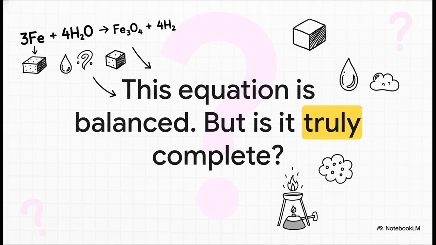It shows iron reacting with water. If we balance it, we get 3Fe + 4H2O gives Fe3O4 + 4H2. The number of atoms on both sides is equal, so yes, it is balanced. But is it really telling us everything? For example, is the iron a solid? Is the water a liquid, or is it steam? We don't know. So you see, even though it's balanced, it's not quite complete.